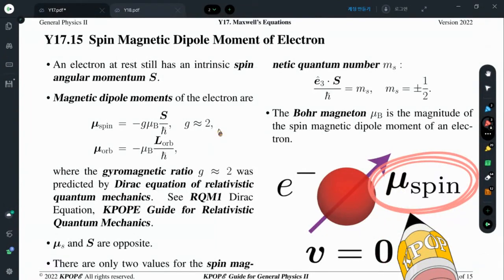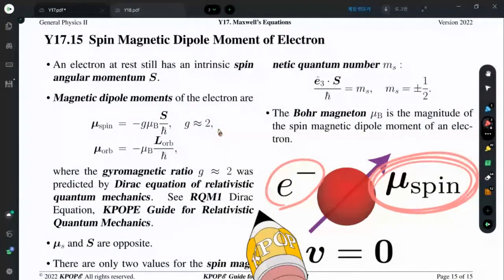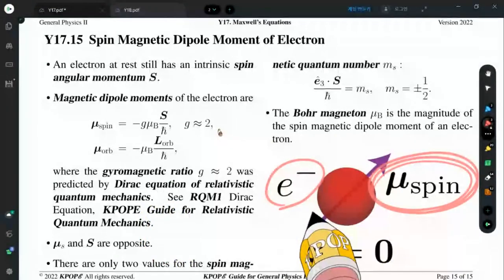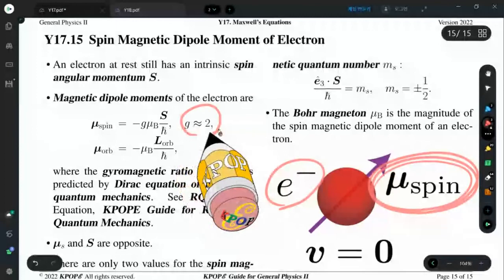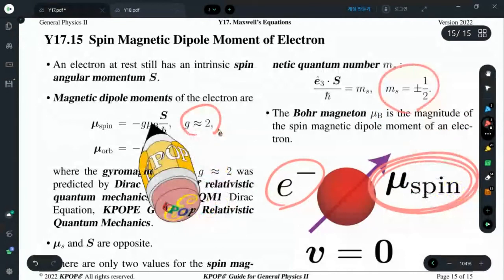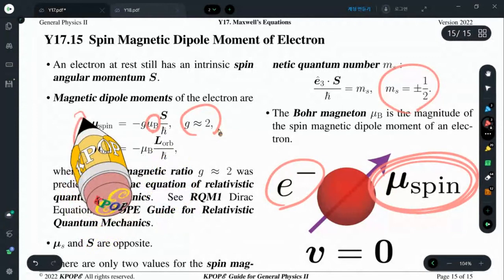But Wolfgang Pauli found that there is a magnetic dipole moment of a single electron that is not traveling, that is standing still. And furthermore, the magnitude of the magnet of the electron is twice the value of the spin. And twice the value of the spin, then that unit is the same in both cases. Later, when we learn quantum mechanics, we will learn more detail about this.